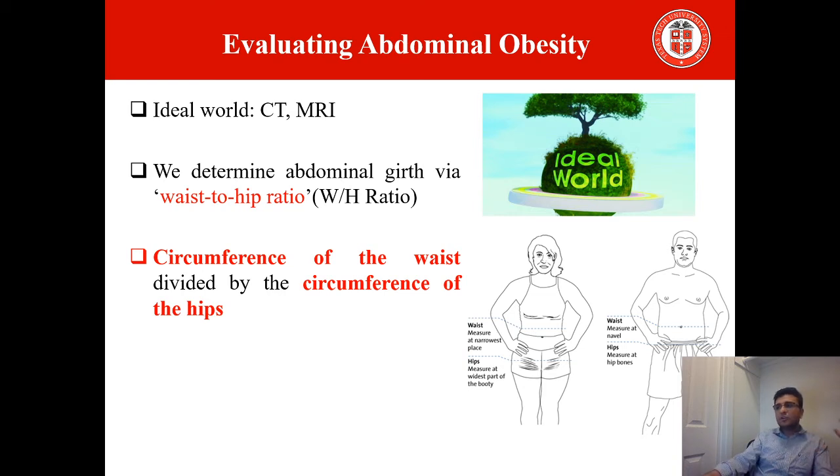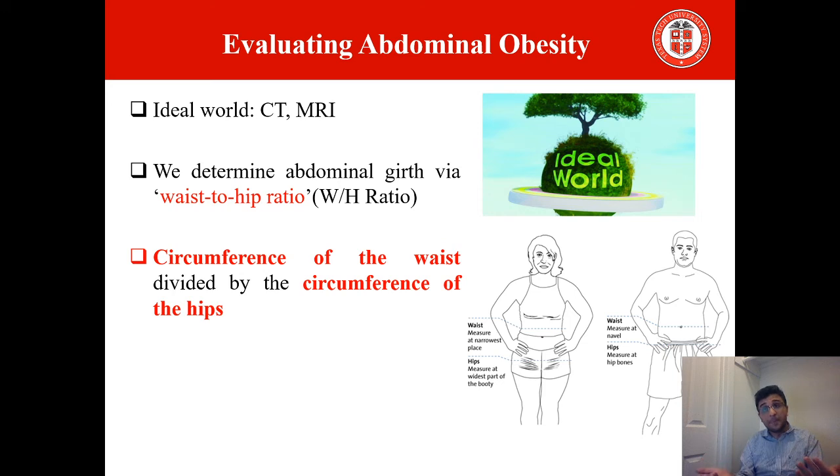It says that you want to measure the waist circumference at the narrowest area, and you want to measure the hip circumference at the widest part of the body. So you want to stand on the side of the patient, measure the narrowest area around the umbilicus, or maybe above the umbilicus or the navel, and you'll get the waist circumference. Again, stand on the side of the patient and measure the widest part around the gluteal or the hip region, and you'll get the hip circumference. Just divide them and you'll get the waist hip ratio.